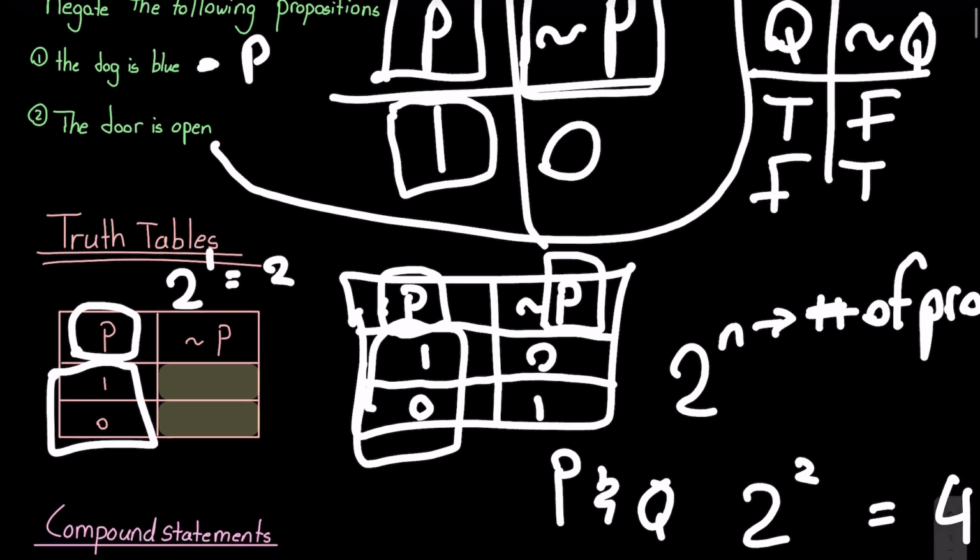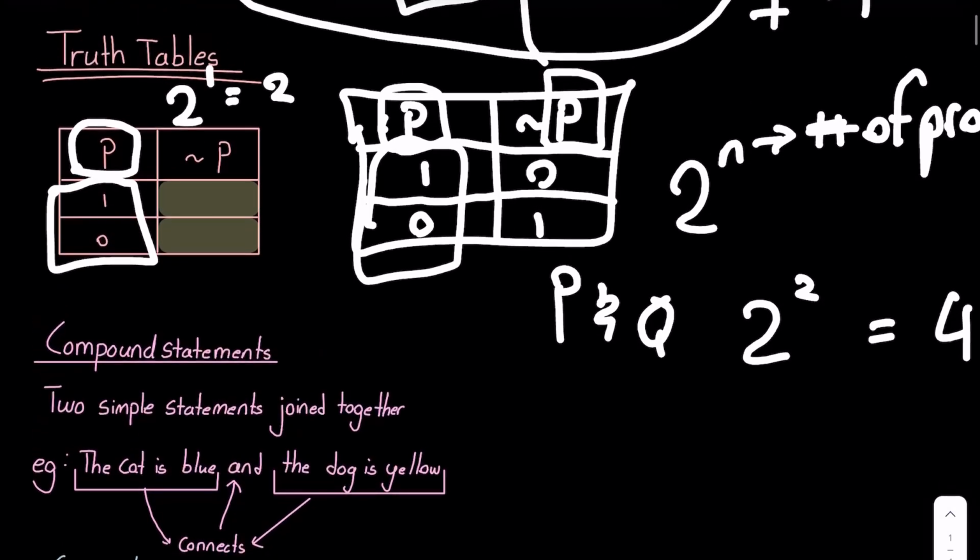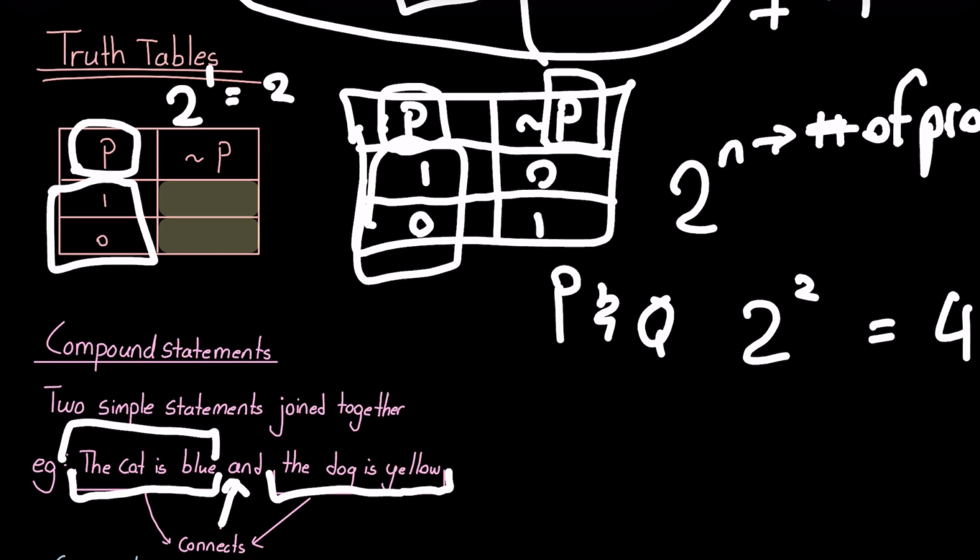Okay, compound statements. I spoke about this a little bit earlier when we were talking about simple statements, but nevertheless we'll go through it again. Two simple statements joined together is what a compound statement is. So in this example, we still have the cat is blue and the dog is yellow. Now these two statements are connected by "and". The cat is blue is a simple statement and the dog is yellow is its own simple statement. But when they're connected together by the "and", they form a compound statement.